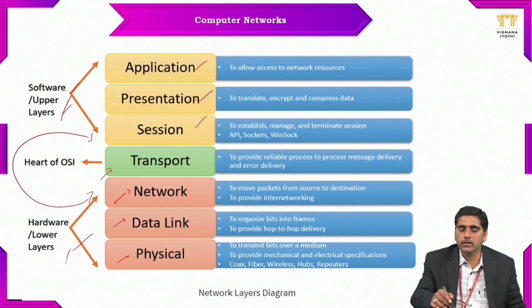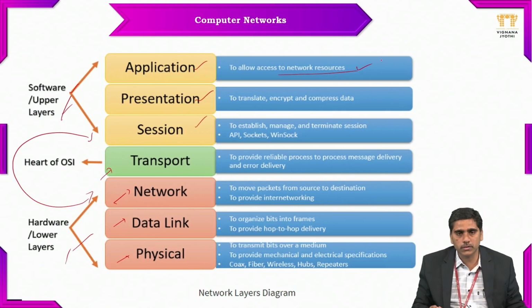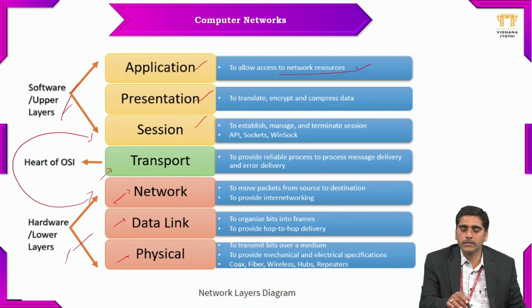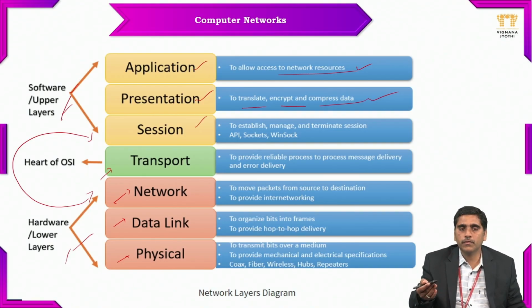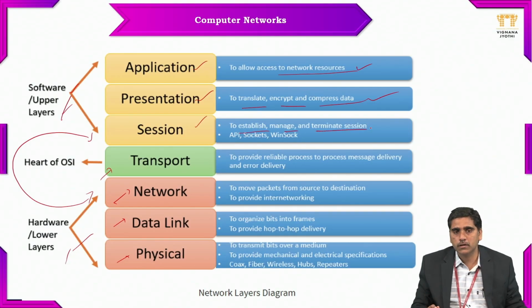So how application layer? It allows access to the internetwork resources or network resources. And the presentation layer, it translates, encrypts and compresses the data. Then next forwarding to the session layer. And the session layer establishes, manages and terminates the sessions via API, application program interfaces, sockets and window sockets. And the transport layer provides reliable process to process message delivery and error delivery from this layer to these layers, that is upper layers to lower layers.